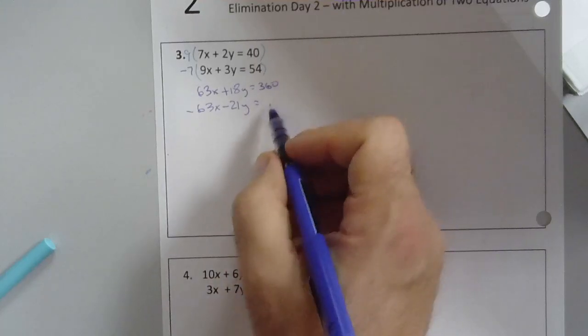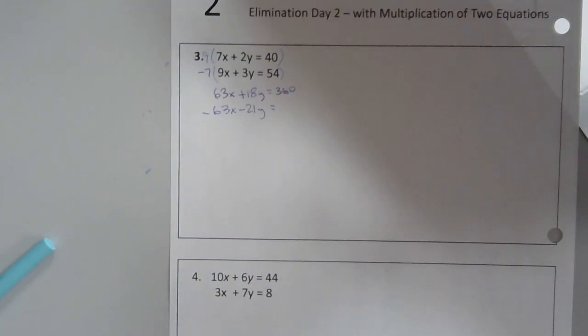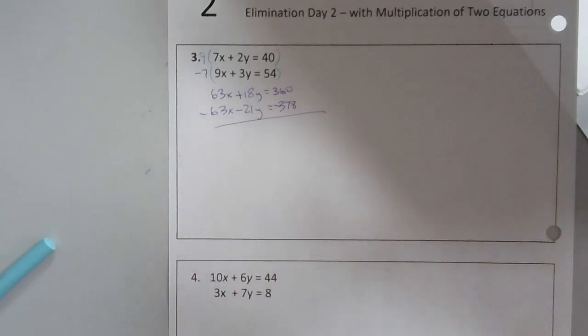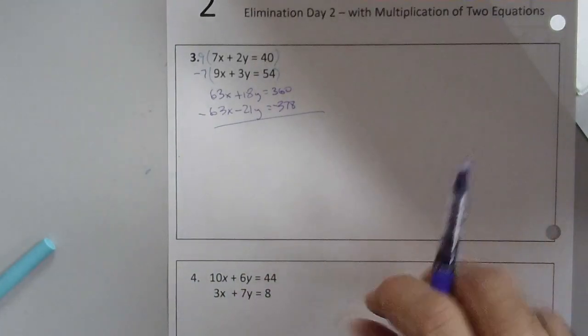-21y, oh boy, and -7 times 54. So 7 times 50 is 350. 7 times 4 is 28. So that's -378. Holy cow. Okay, let's do some combinations here.